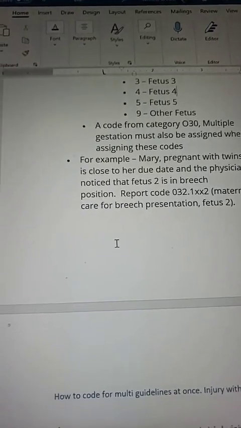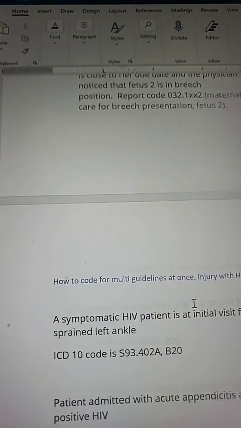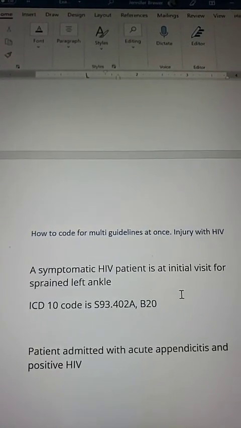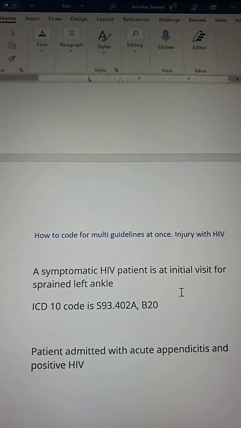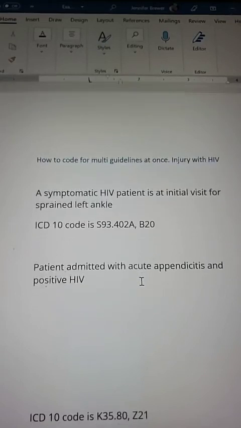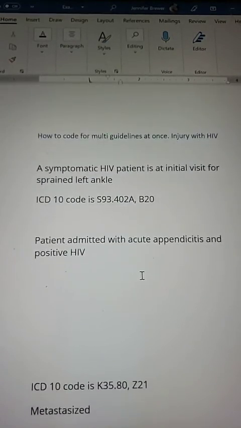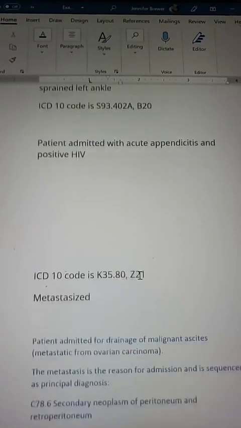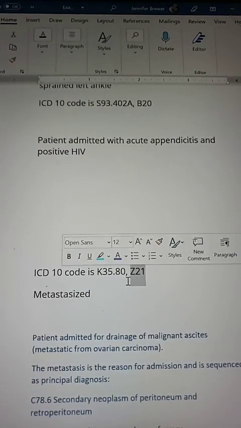We need to make sure that we understand how to code with multiple guidelines, like injury with HIV, symptomatic patient, initial encounter for a sprained ankle, what would go first. You're going to end up doing your sprained ankle first and then your HIV, or this one who presented for appendicitis and a positive HIV. We ended up getting his history code in that one.